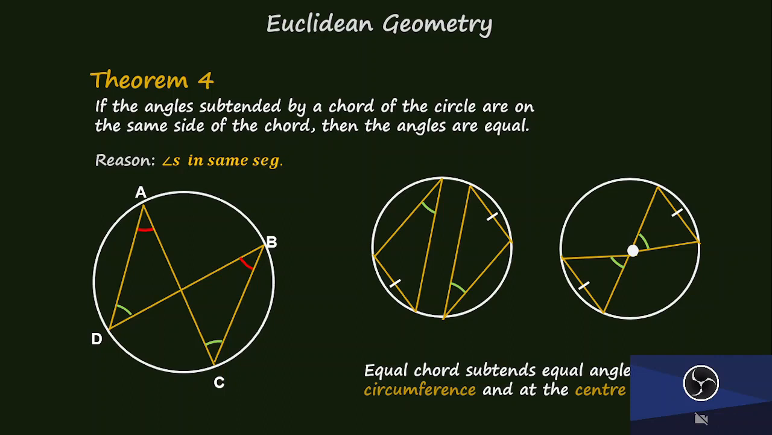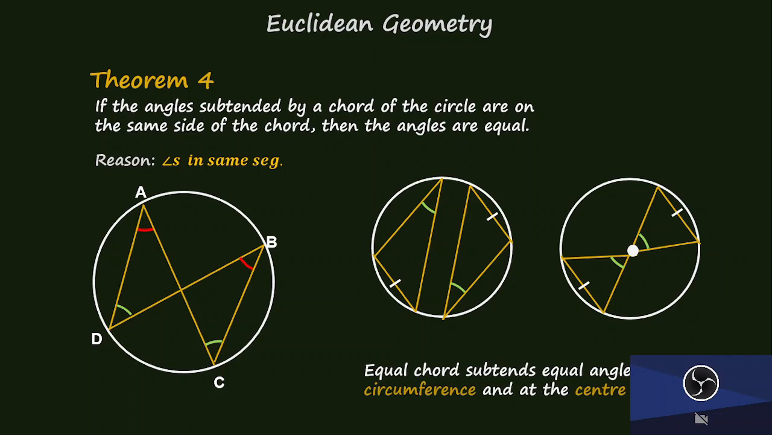Now there are special cases for this theorem. If I have 2 equal chords, it doesn't matter where they are, those chords will subtend equal angles at the circumference, right? So this chord equals that chord. That means this angle will be equal to that. So equal chords subtend equal angles at the circumference, and they also subtend equal angles at the center. If I have a chord that subtends an angle at the center, and another chord that subtends an angle at the center, and the 2 chords are equal, then the angles at the center will be equal. So equal chords subtend equal angles at the circumference and at the center of the circle.